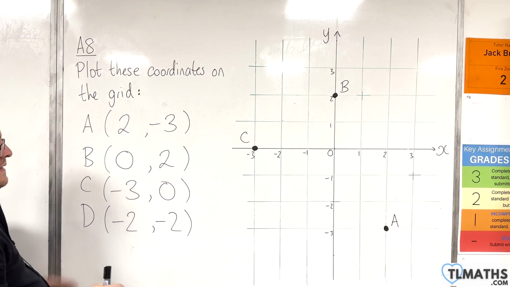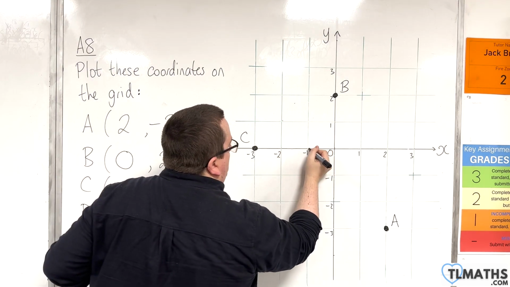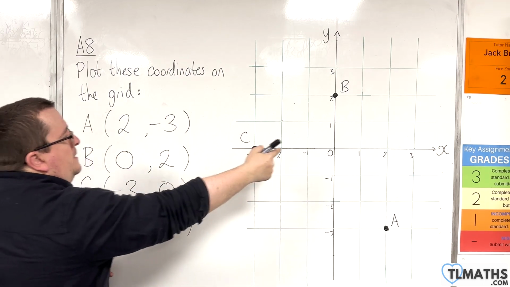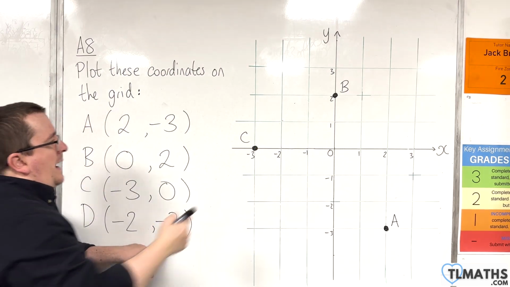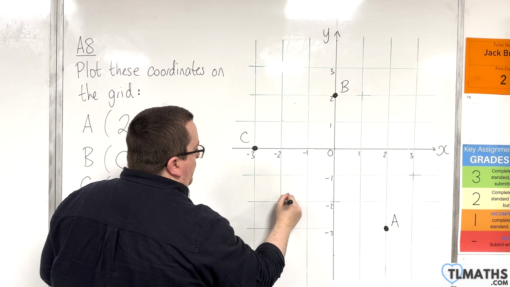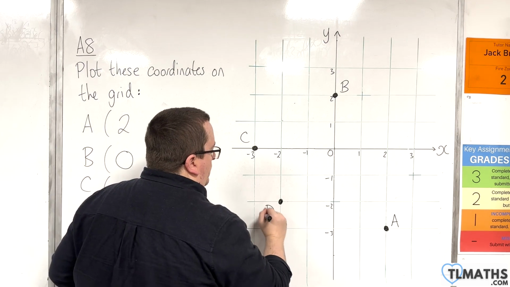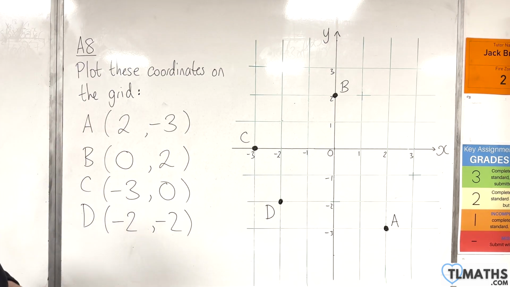And we can also see that by thinking, well, it's 2 back along the corridor. Whoops, didn't mean to rub that out. 2 back along the corridor, and then 2 down the stairs. And that gets me to this point here in the third quadrant. And so this is D. And so that is where those 4 points live.